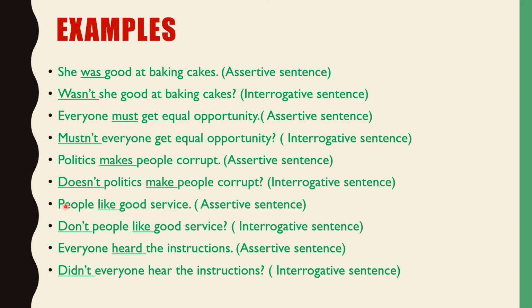The next example, people like good service. This is an assertive sentence. What is underlined? Like. But like is not the auxiliary. If there is no auxiliary, we use do, does, or did.